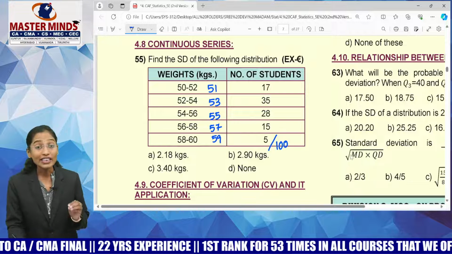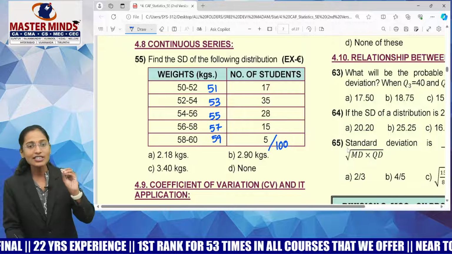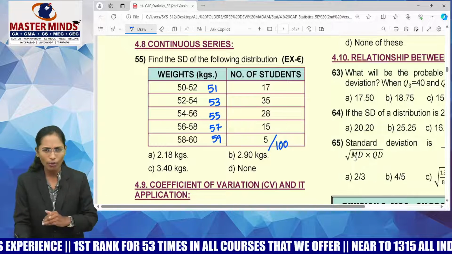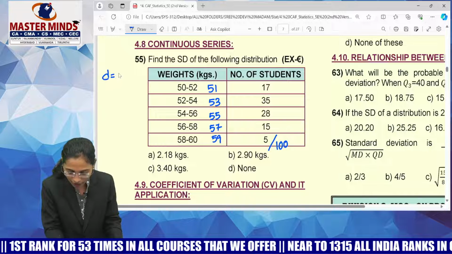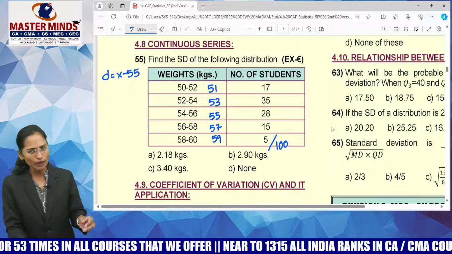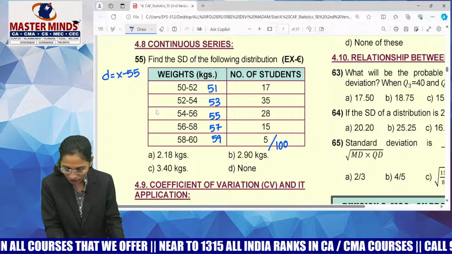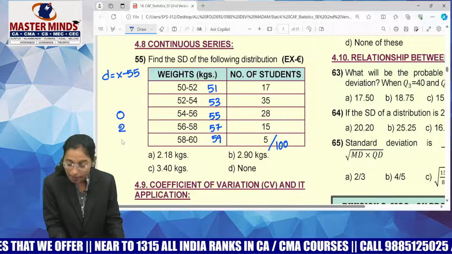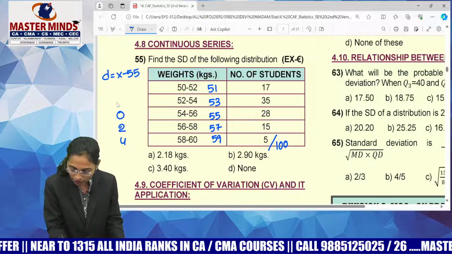So, guys, standard deviation is unaffected by change of origin, no? So, if you want to do that, just simply subtract 51 or 55 from all the data. Means I'm writing D equals X minus 55. There's no restriction that you have to take 55. If you want, you can take 51 or 52, whatever it is. But I'm taking the middlemost value. What is 55 minus 55? 0. 57 minus 55, 2. 59 minus 55, how much? Yes, 4. So, 53 minus 55, how much?